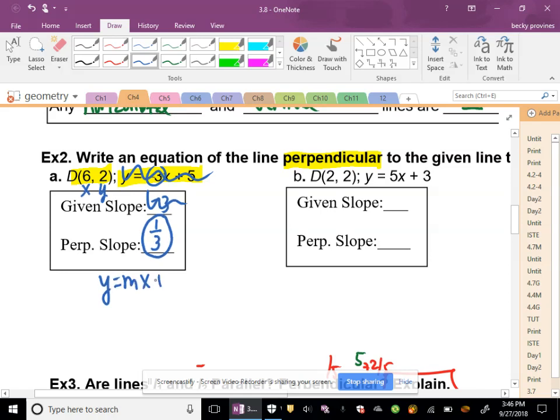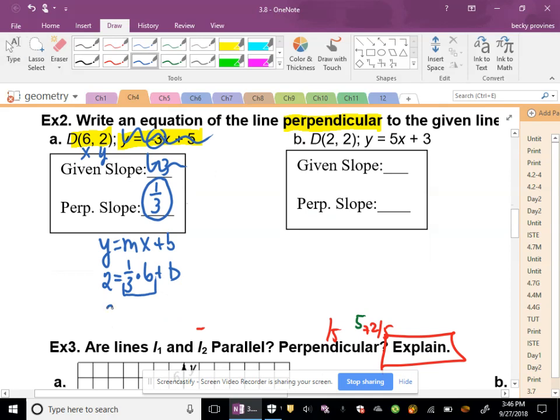I use the same equation, y equals mx plus b. And let's start plugging in. Y is 2. My slope is 1/3. X is 6. And then plus b. So I need to multiply this out. What's 1/3 times 6? That is a 2. Now, if I subtract the 2 over, you notice that 2 minus 2 is 0. So my y-intercept is at 0.